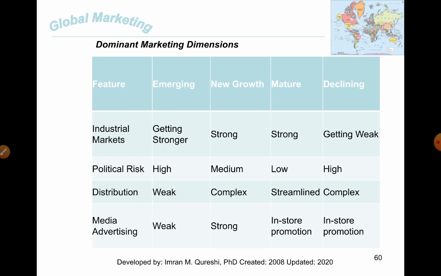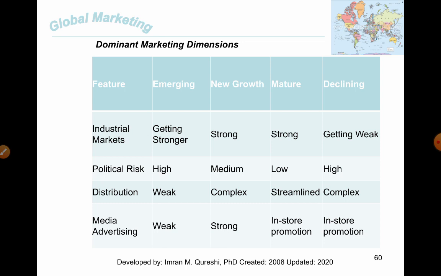Last one here is media advertising. If you look at media advertising in emerging markets, because it's coming out of a systemic change, media advertising would be weak because it will be more controlled. In new growth, the media advertising will become strong because there will be many companies coming in and everybody would have their engines of advertisements going in much higher doses.